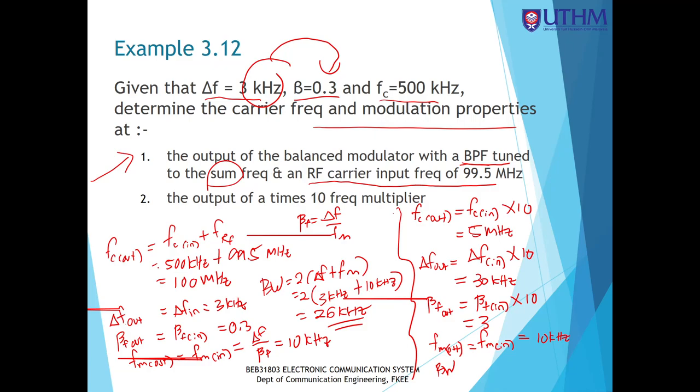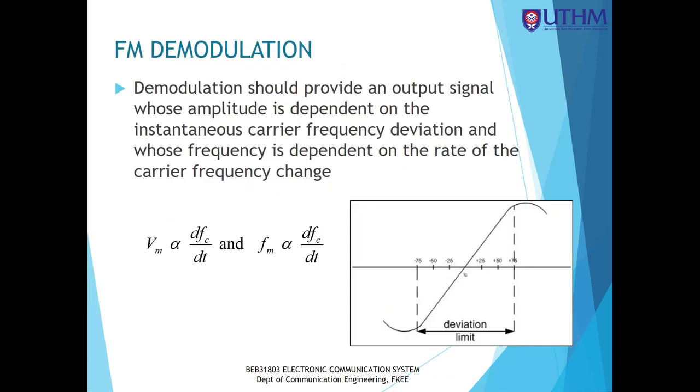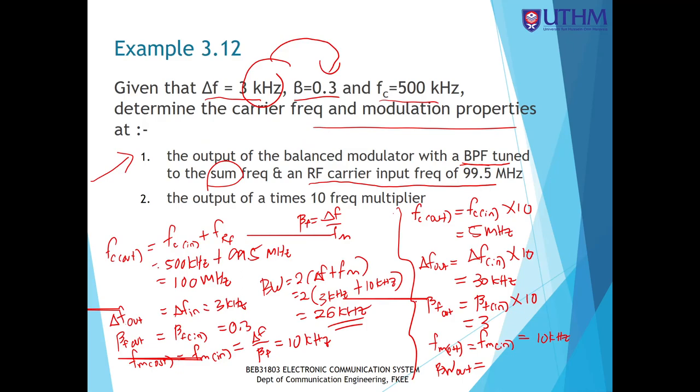So that means the bandwidth here, bandwidth out, is equal to, remember bandwidth in apa? Bandwidth input adalah 2 times delta F plus FM. Okay, we already found the bandwidth, which is equal to the input bandwidth, which is 26 kilohertz. Sebab tadi kita gunakan the input parameters for delta F and also FM. So this is bandwidth in and also bandwidth out for the first question. And here bandwidth out is equal to 2 times delta F out plus FM out.